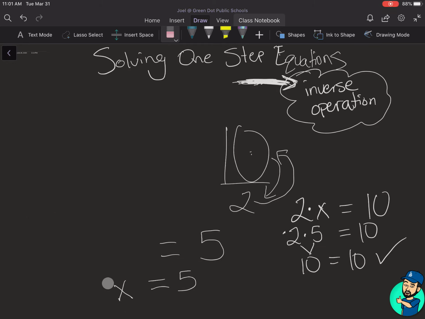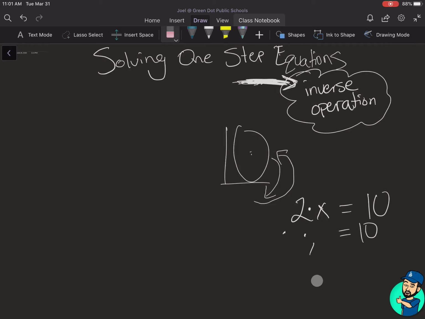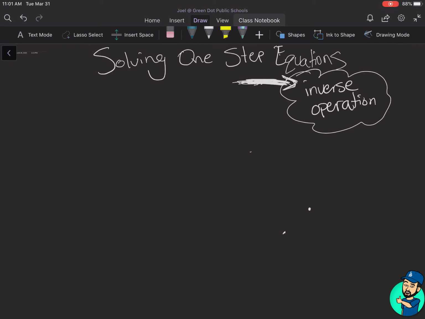Now let's try, what if we had a fraction? What if we had a fraction that looks something like this? 1 over 2 x equals 10. Same rule applies here about what operation is between the half and the x. That is multiplication. Okay?